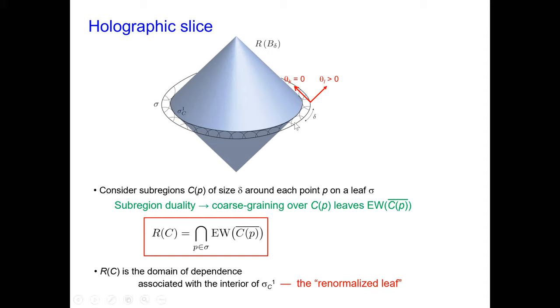But you also coarse grain this region delta, so the only thing we can reconstruct in the bulk is the complement of that region, and then the domain of dependence of that. Yeah? So you coarse grain all these at scale delta, then the only thing you can reconstruct in the bulk is the intersection, or the entanglement wedge, of the complement of this small region.